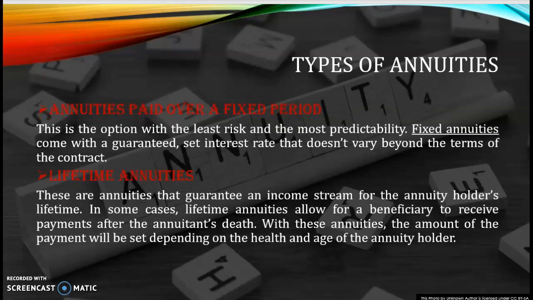There are some types of annuities: annuities paid over a fixed period and lifetime annuities. Annuities paid over a fixed period are the option with the least risk and the most predictable. Fixed annuities come with a set interest rate that doesn't vary beyond the terms of the contract.